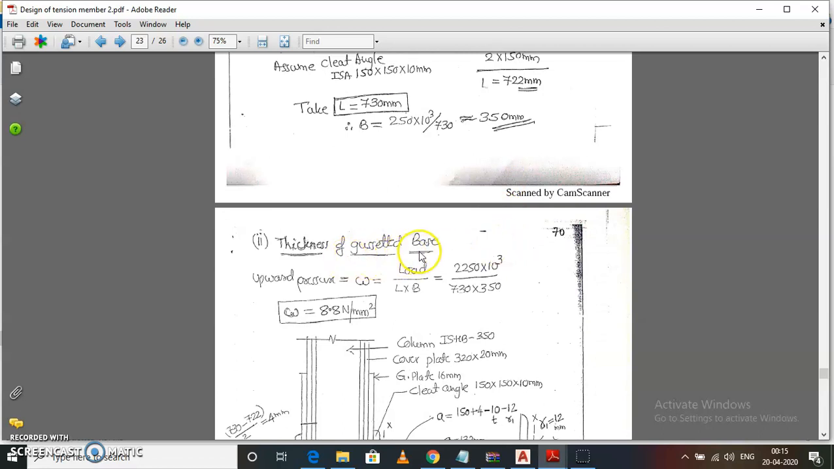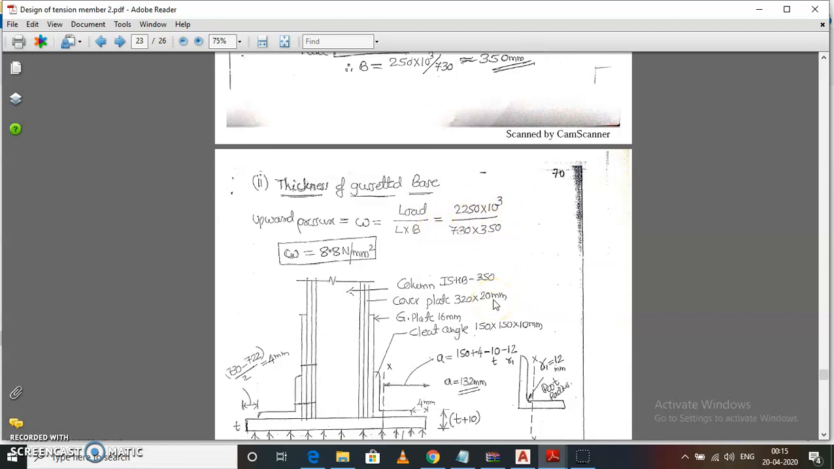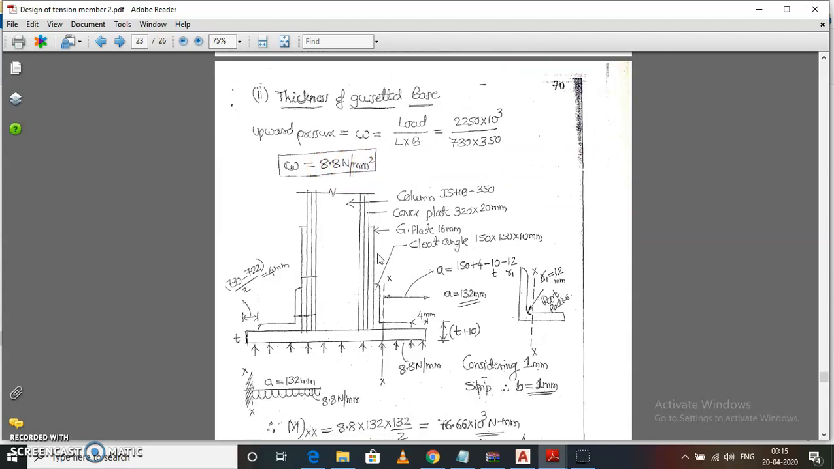So now the thickness of the gusset base can be calculated. The upward pressure on the cover plate is equal to load divided by L into B. So that is 2250 into 10 power 3 divided by 730 by 350, the area of the cover plate. That is 8.8 Newton per mm square, which is less than 9 Newton per mm square. You can see the final diagram will look like this.